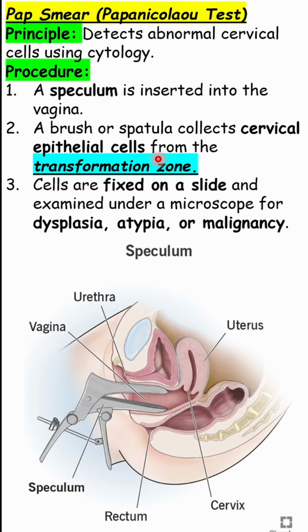And where are these cells collected from? From the transition epithelium, or the transition zone. So the cells are taken from there, fixed on a slide, and examined under a microscope for any dysplasia, atypia, or malignant cells.